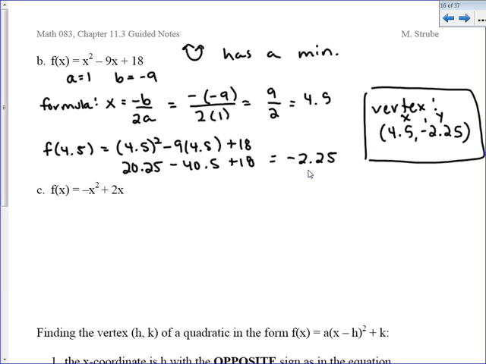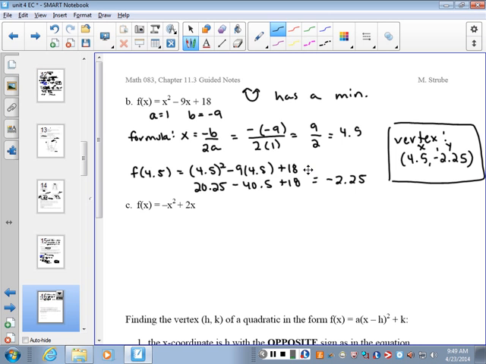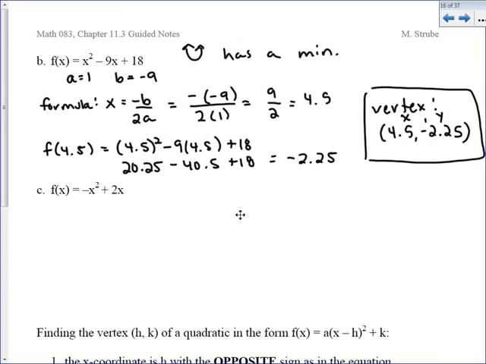Any other questions? Go ahead and try C. Tell me if I have a max or min, and then find that maximum or minimum value, which is asking you to find your vertex. All right, impressed with your sign usage. This one's a little trickier because of that negative in front of the x squared. If I put a negative number in front of x squared, it's not a problem. But first, do I have a max or min?